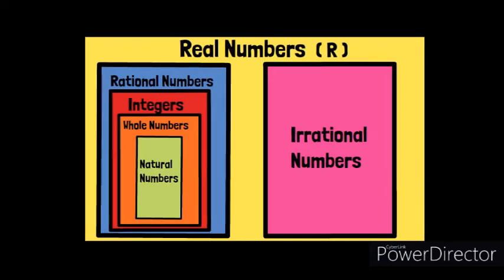Think of this as a big tree. One big branch leads to a smaller branch, and that branch leads to an even smaller branch, and so on. Let's look at the properties of these individual groups.